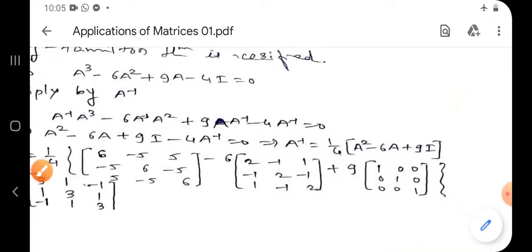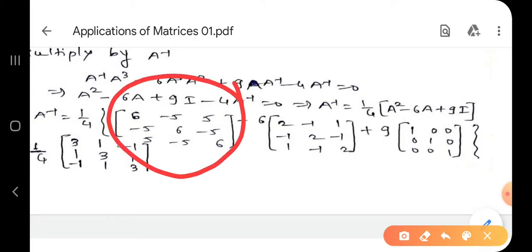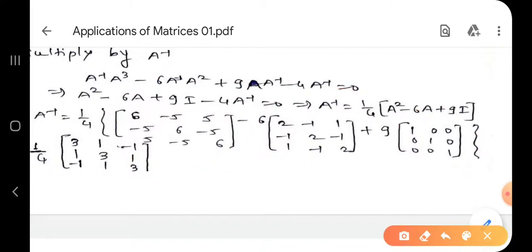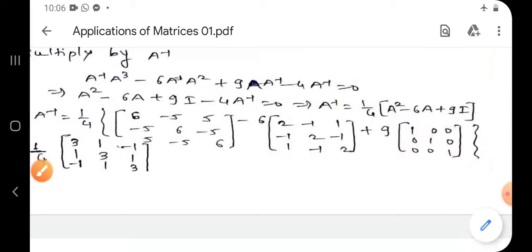Now put the values here. We know the matrix A square, we know the matrix A, and we know identity matrix 1 0 0, 0 1 0, 0 0 1. Do your calculation and you will get the answer 1 by 4, 3 1 minus 1, 1 3 minus 1, 3 1 minus 1 1 3. You can do it. 6 minus 12, 6 minus 12 plus 9. What will you get? 6 minus 12 plus 9. Yes, getting 3? Right. So in this way we will find the inverse of a matrix. One more example we will see in our next video.